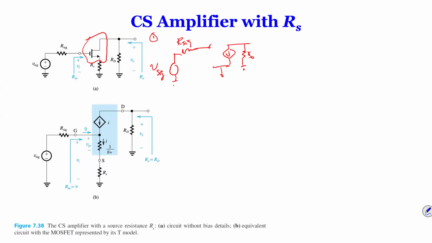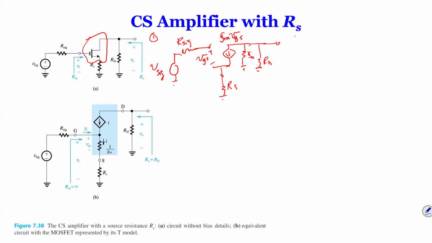And then your output has RD, also connected to ground. The only difference now is you have RS at the source. That little RS makes your life miserable, because when you look at the voltage gain, it is GM times VGS, and your VGS is from here to here, but with your RS.